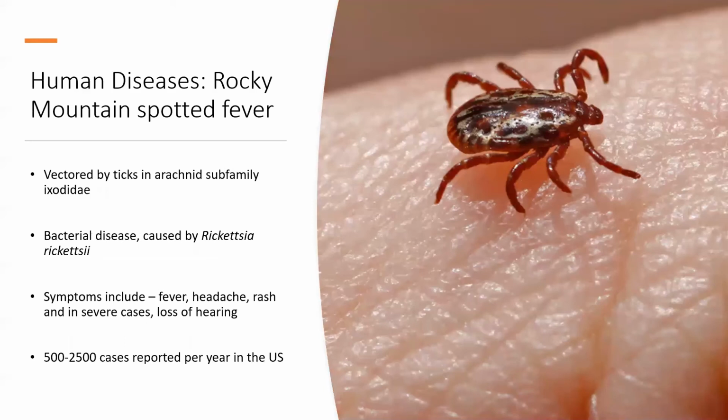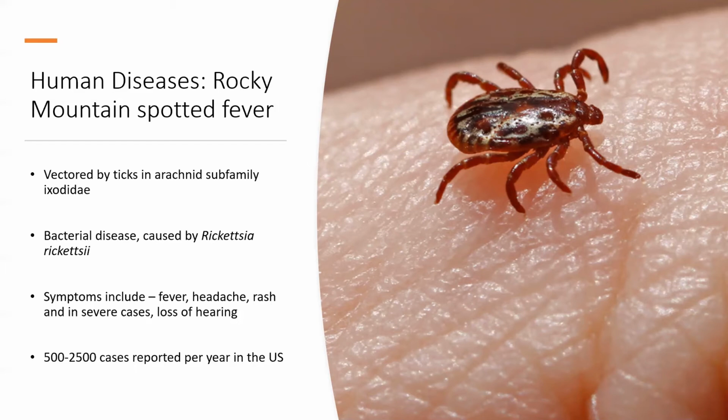Next, we'll talk about the Rocky Mountain Spotted Fever. This is vectored by ticks, mostly those that belong in the subfamily Ixodidae. The actual bacteria is called Rickettsia rickettsiae. And this is an interesting bacteria because it is maternally transmitted, and it is an obligate endosymbiont for the tick. Some symptoms include fever, headache, rash.